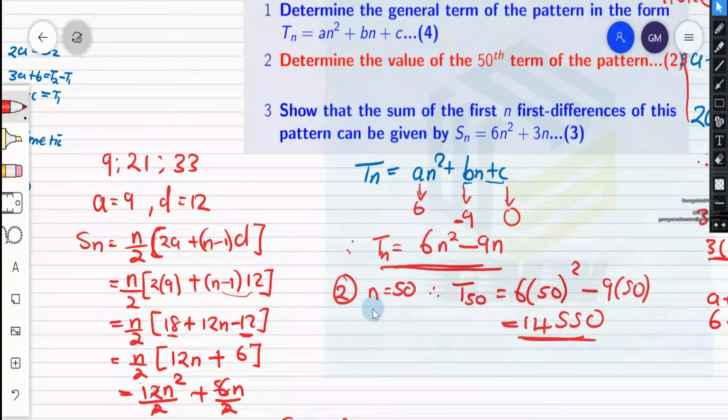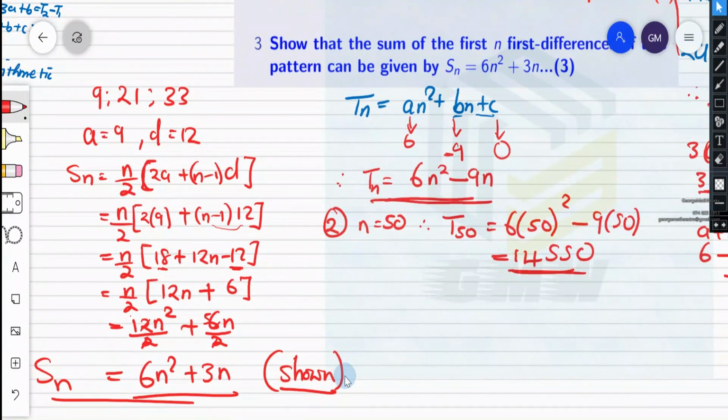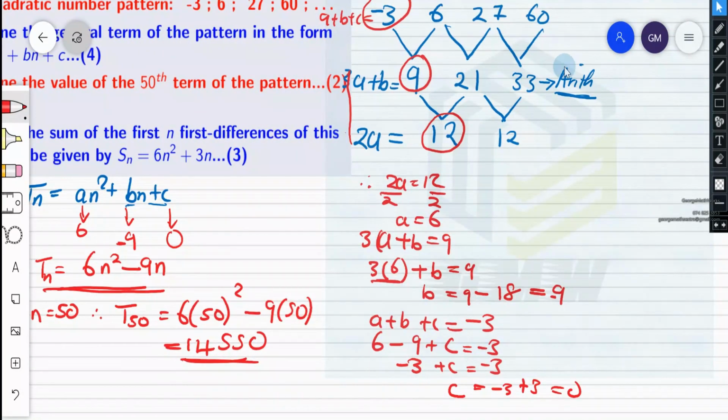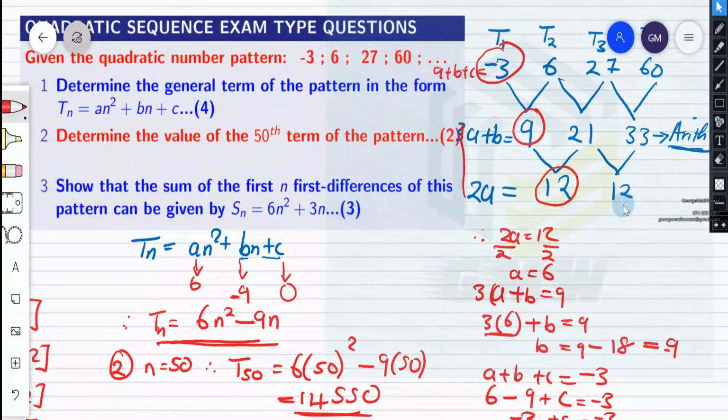When a question says show that, it means what you are given here is your solution. Now, you are to start somewhere else and reduce until you reach that given solution. So this was exactly what this question required. But we paid attention to this sentence here, the sum of the first n first differences, which we regarded as forming an arithmetic series or sequence based on the existence of a common difference. So at this point, we have answered these types of questions.